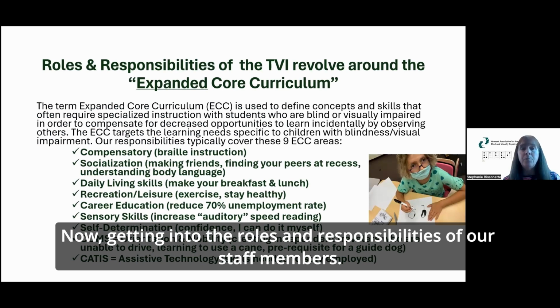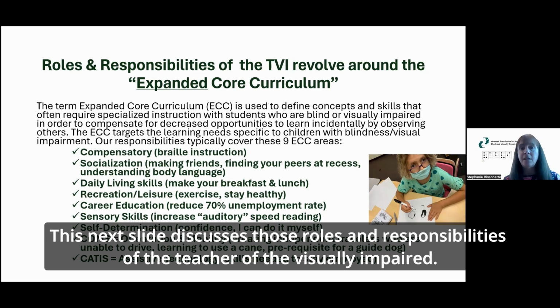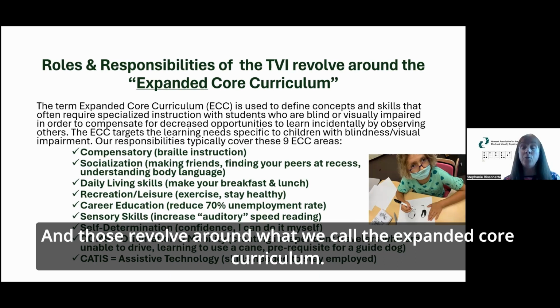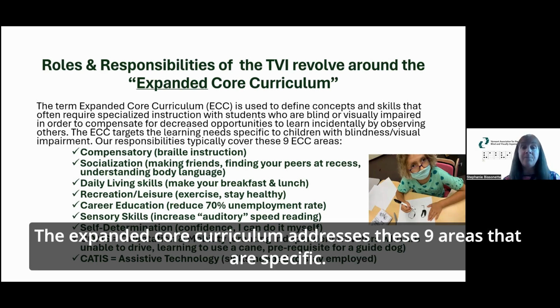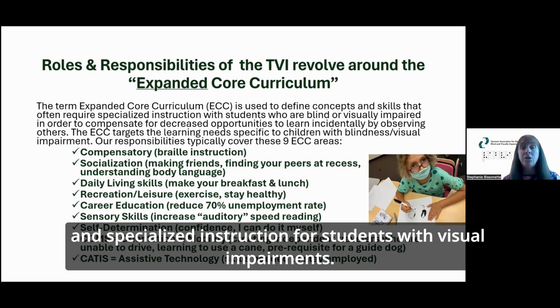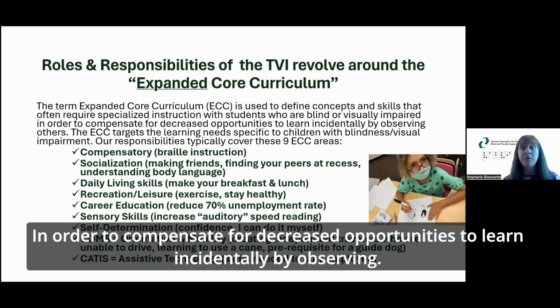Now, getting into the roles and responsibilities of our staff members, this next slide discusses those roles and responsibilities of the teacher of the visually impaired, and those revolve around what we call the expanded core curriculum. Of course we know the core curriculum is math, science, English, social studies. The expanded core curriculum addresses these 9 areas that are specific and specialized instruction for students with visual impairments in order to compensate for decreased opportunities to learn incidentally by observing.